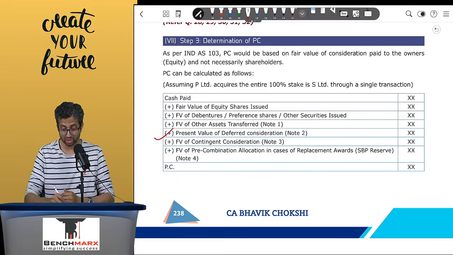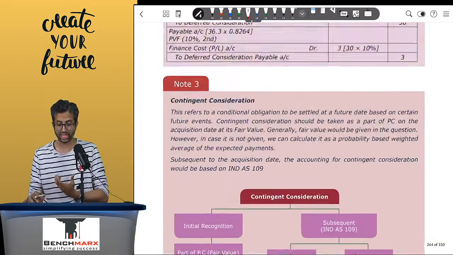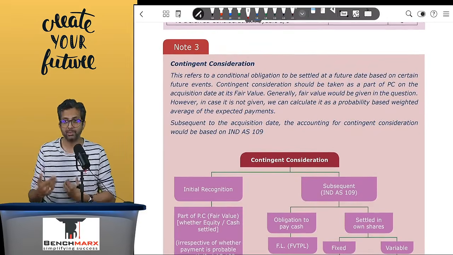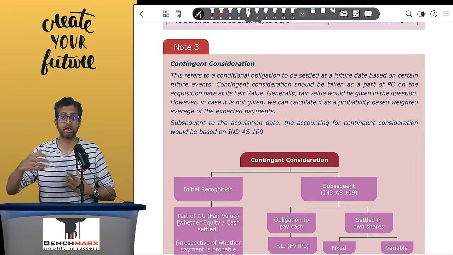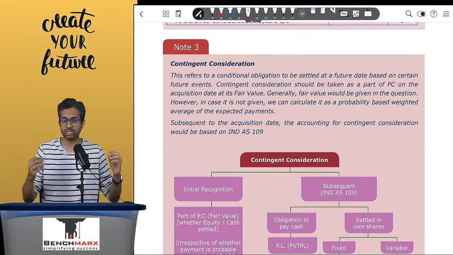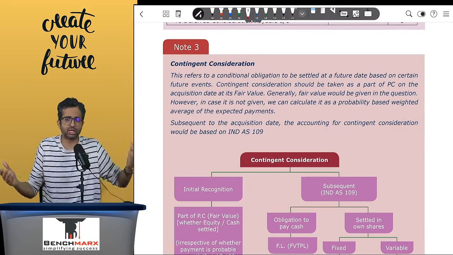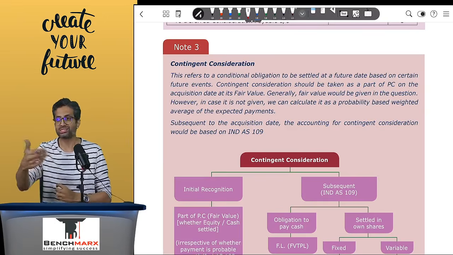Second is contingent consideration. Now this is something which I would rate as important, because the Institute really likes asking questions on contingent consideration. Should this be a part of PC? Well, yes. Maybe the consideration which is payable to the owners of the selling company after 2 or 3 years is linked to the entity achieving, let us say, a particular level of profits, user base, etc. So there is a contingency involved. If there's a contingency involved, should this still be a part of PC?